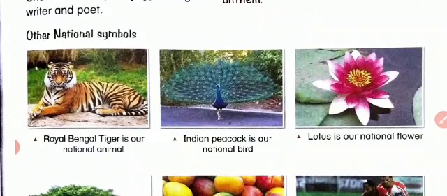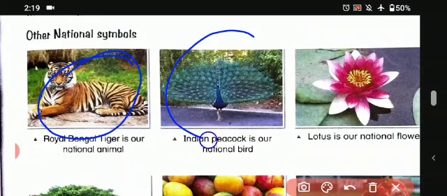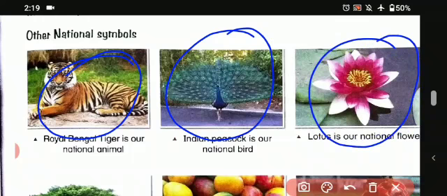Here we can see a picture of a Royal Bengal tiger. That is our national animal. Then there is an Indian peacock. This is our national bird. And there is a flower which is called lotus. This is our national flower.